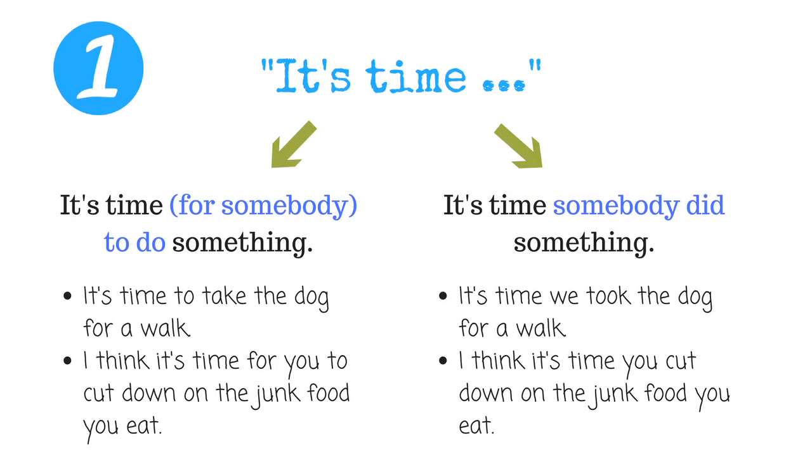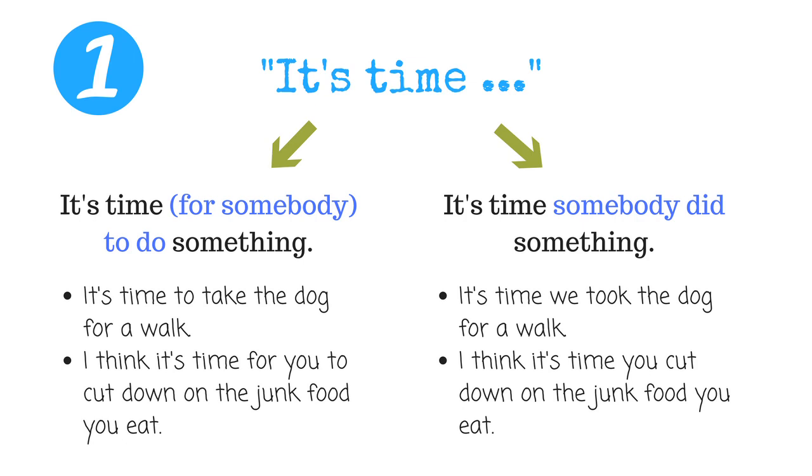Right, so without wasting any more time, let's introduce the basic expression, it's time. It's time can be followed by two language structures, not one, but two. There's no difference in meaning, you can use them interchangeably, whichever you want, okay? First, it can be followed by an infinitive. So in other words, we can say, it's time to do something. Or, it's time for somebody to do something.